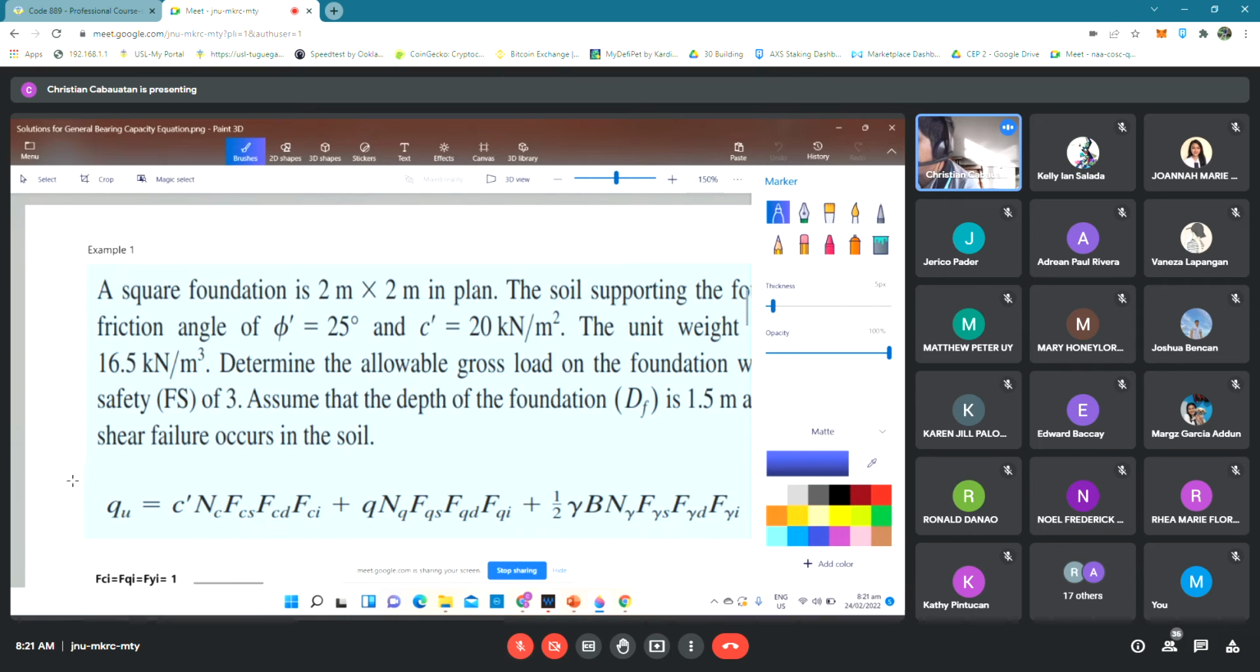How about you, Mr. Reyes? Why are FCI, FQI, and F gamma I equal to 1? No idea? Okay, I know you have no idea. From the group, do you have an idea? Does anyone from the group have an idea why we derived FCI, FQI, and F gamma I as 1? None.